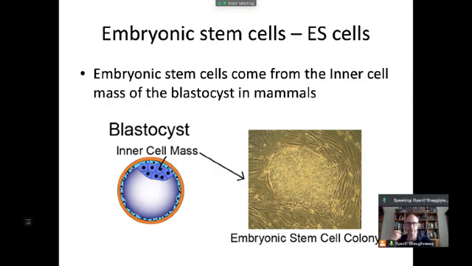So embryonic stem cells come from that inner cell mass of the blastocyst in mammals. So we have our blastocyst, we have our inner cell mass. This is our trophectoderm, which becomes the placenta. Our inner cell mass, we can take those cells, grow them in culture and form these embryonic stem cell colonies, which we can't do with trophectoderm.